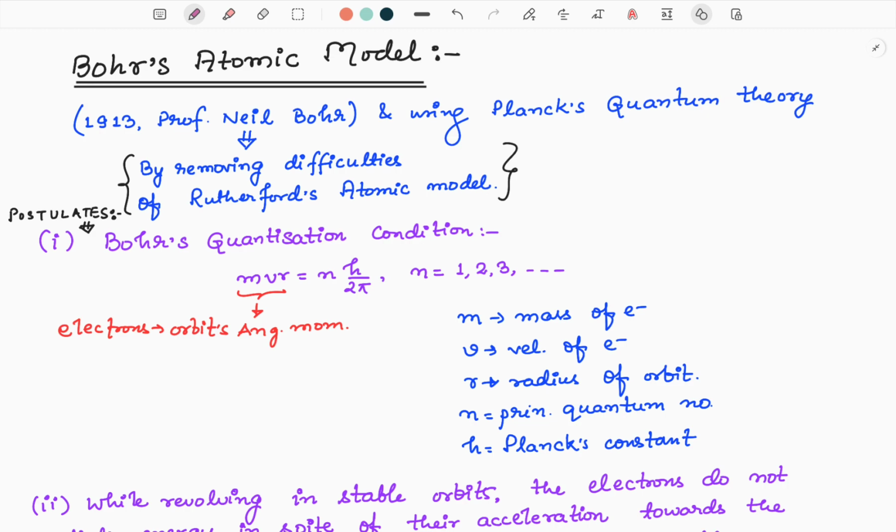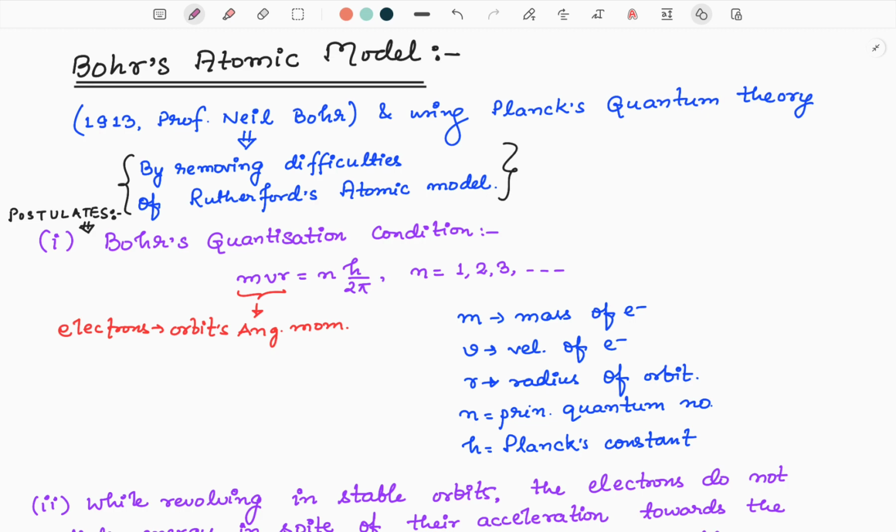Today we are going to learn about Bohr's atomic model. This model is very useful to study modern physics. This model was given by Professor Niels Bohr in 1913. He actually removed the difficulties of Rutherford atomic model, and by applying Planck's quantum theory to it, he proposed a new model which was called by him as Bohr's atomic model.